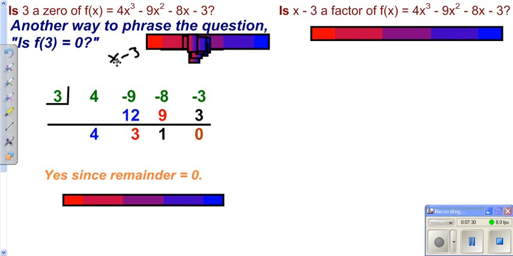So, is x minus 3 a factor of this? Well, remember we had said x minus 3 in doing longhand division is another way to do this problem as it is with your synthetic. Well, we know we get a remainder of 0, so if you get a remainder of 0, yes, you know it's a factor.